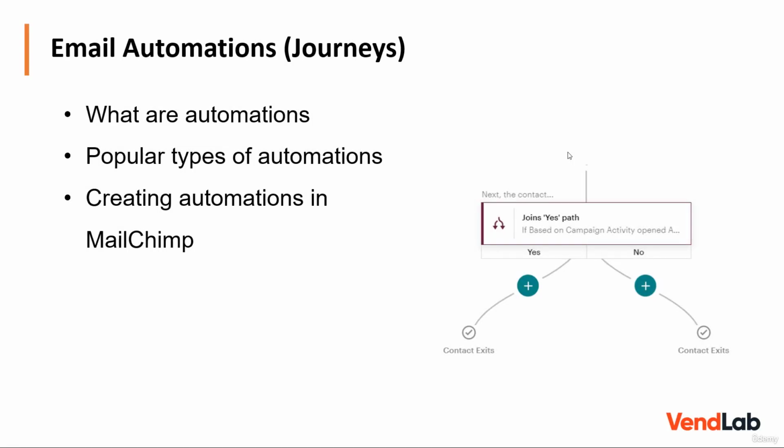An email journey is when MailChimp automatically sends out emails to your customers based on where they are in the purchasing cycle. We're going to be looking at what automations are, popular types of automations, for example, abandoned cart emails, and finally, how you create automations in MailChimp.